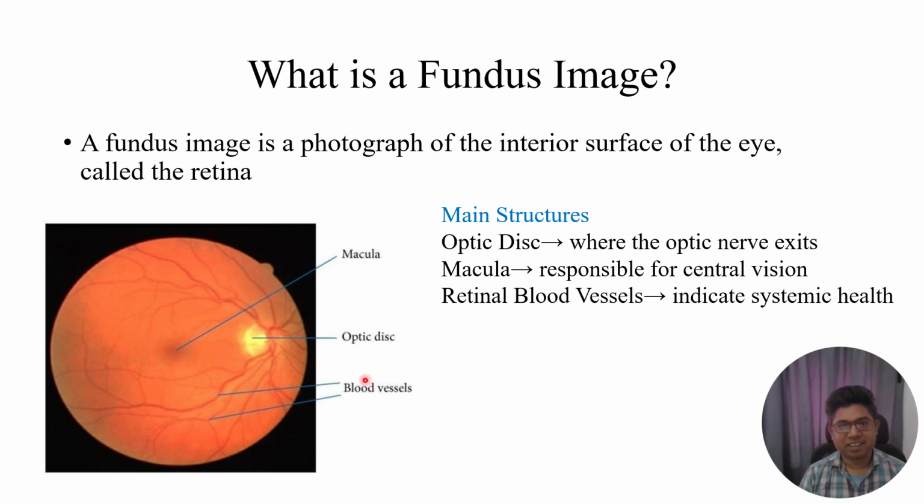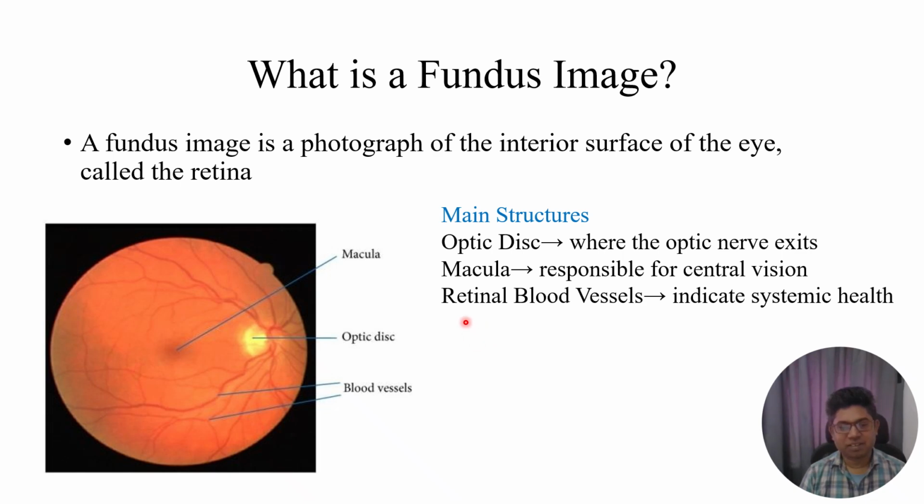The second structure which is very important in a fundus image is called the macula. This dark patch, if you can see, is called the macula, and this is responsible for central vision. What is central vision? That is the sharp, detailed, high resolution color vision. And here when the light falls, you get the proper clear vision.